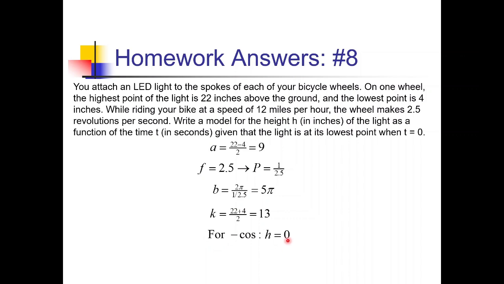So putting it all together then, we're going to use the negative cosine model here. Negative a cosine b, x minus h, plus k. So we're going to have negative 9 cosine of our b value of 5 pi, and then we have t minus 0, so we can just write t, plus the k value 13.